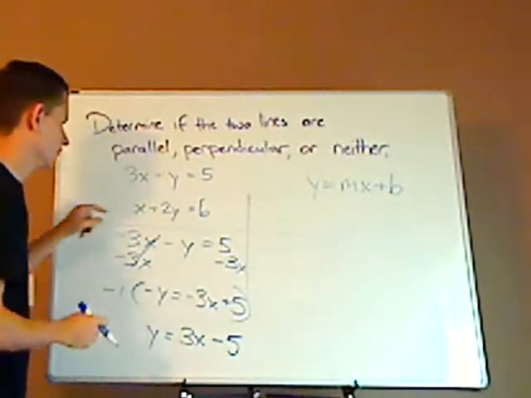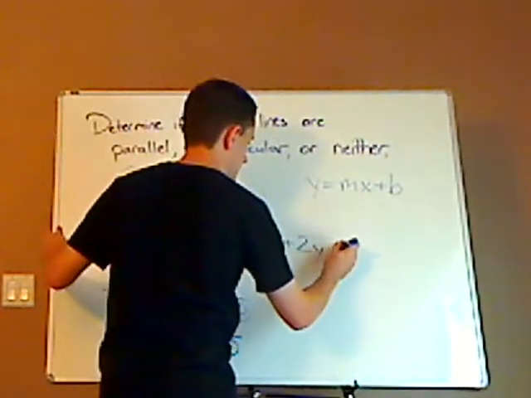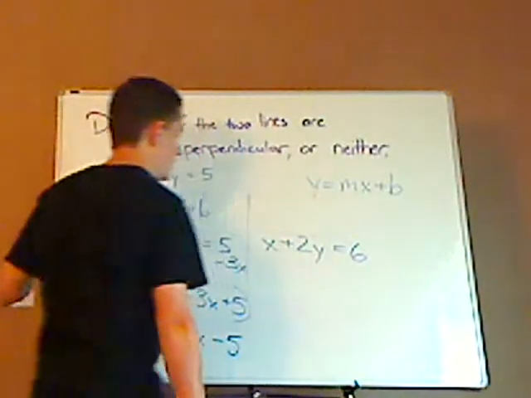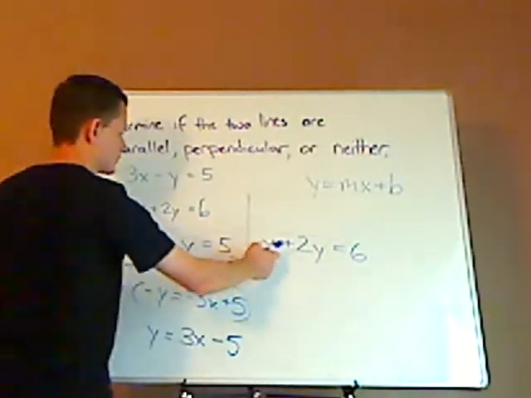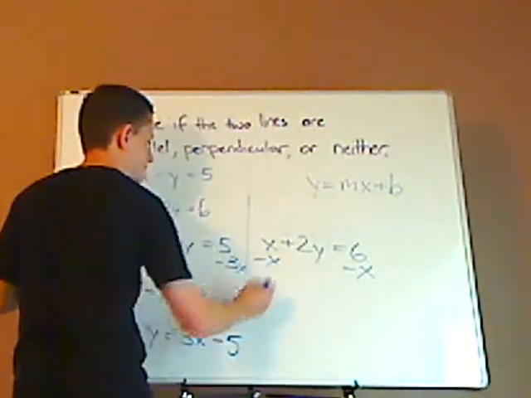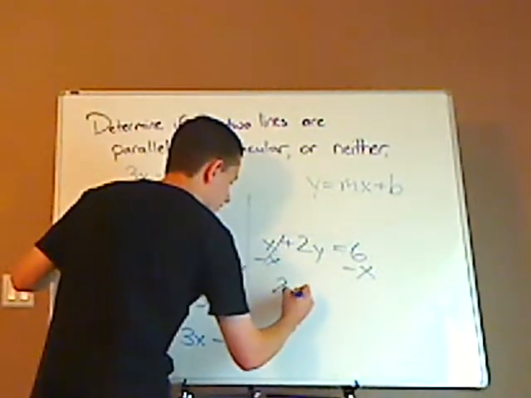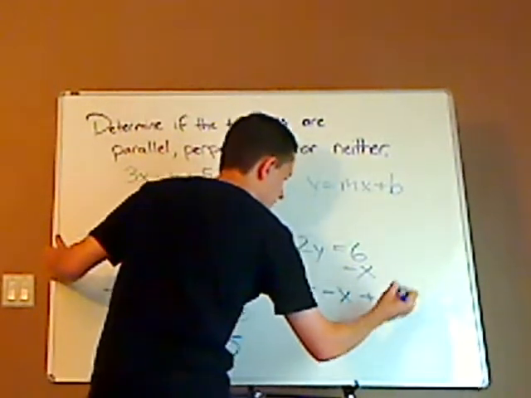And I'll do the same thing with the other. So I have x plus 2y equals 6. I want to isolate the y. I want to solve for y. So I need to get rid of this x right here. So I subtract both sides by x. That cancels. That leaves me with 2y equals negative x plus 6.